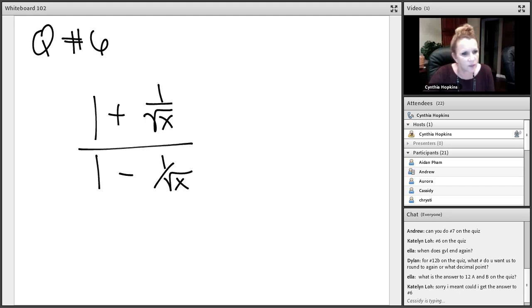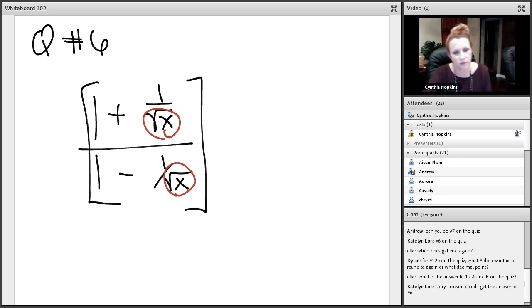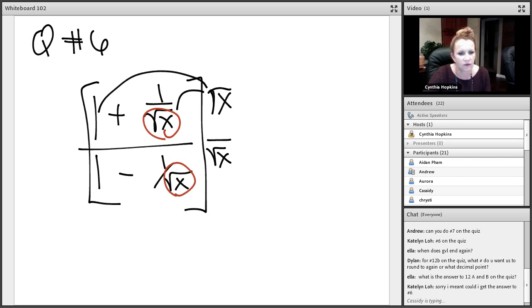Okay, so just like we discussed before, I'm going to look at my minor denominators and multiply it by the least common denominator of those minor denominators. All right, so I'm going to multiply it by the square root of x over the square root of x. And the most important thing is to say I'm multiplying every term by the square root of x.